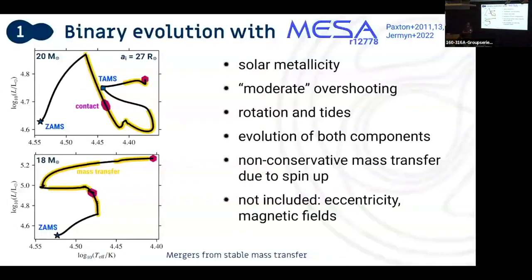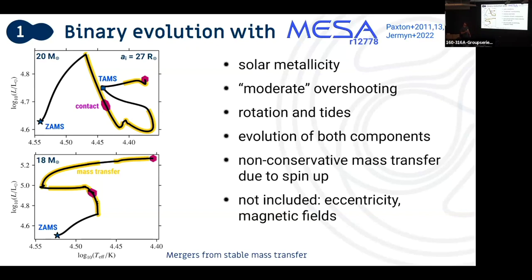So to hunt for stellar mergers, I computed a grid of binary evolution models with MESA. Some of the settings and ingredients of my grid: solar metallicity. We modeled rotation and tides. Also important, the evolution of both components. And then it's been already a hot topic today: I allowed my models to become non-conservative because of the spin-up of the star, in the same way as Pablo and Kushik described earlier.